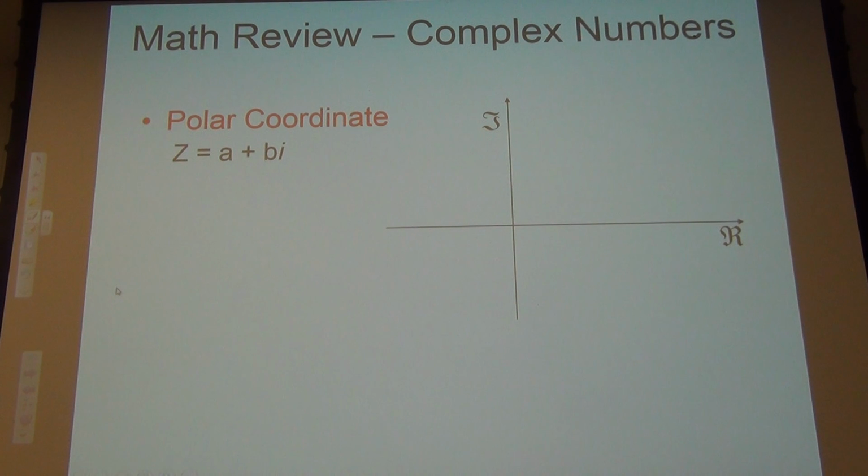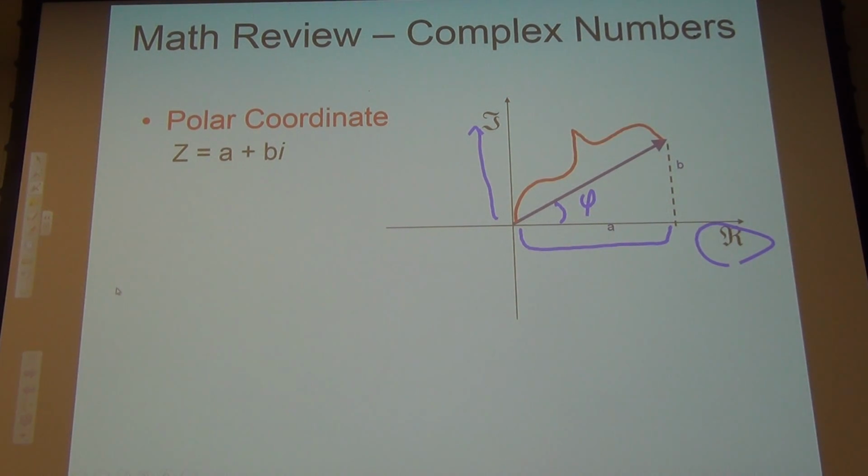We have a new coordinate, called polar coordinate. This is a complex number, a plus bi. We have the real part on the real axis, and we have the b on the imaginary axis. What's this? The angle is what? If I use phi, the angle is a phase. And what's this? Yeah, this is the amplitude. Great.